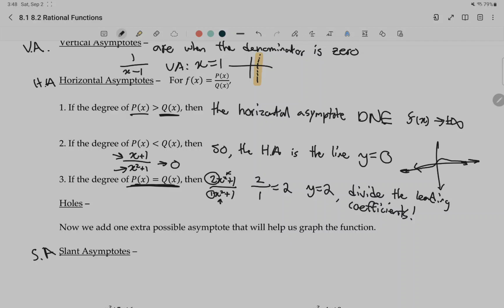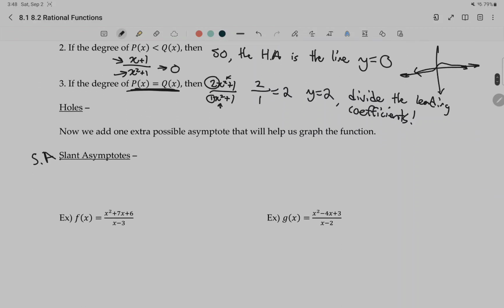All right. Next, last one, holes. Holes are when factors cancel out of the function. So if you have x minus 1, x plus 1, and you have x minus 1 on the bottom, and then x plus 3, we have this canceling out, and it becomes x plus 1 over x plus 3, right? But since this is our new function, we just graph this.